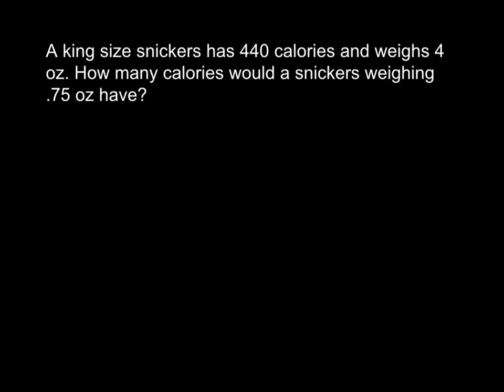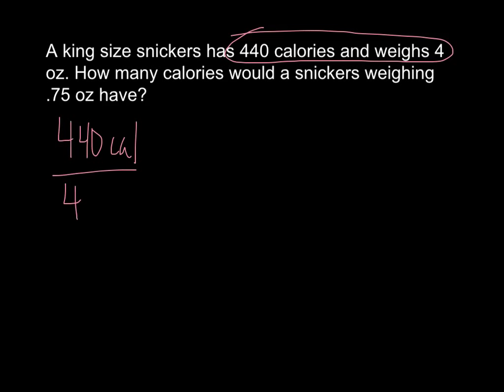Next one, this is a proportion one. This is where you're going to compare two candy bars. King size Snickers has 440 calories and weighs 4 ounces. How many calories would a Snickers weighing 0.75 ounces have? So you take the information from one of the Snickers. We know that one Snickers is 440 calories and it weighs 4 ounces. We want to know how many calories a 0.75 ounce Snickers would have.